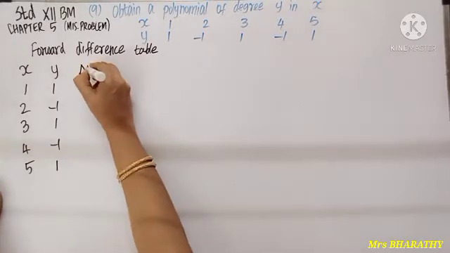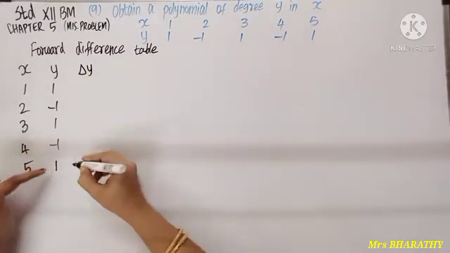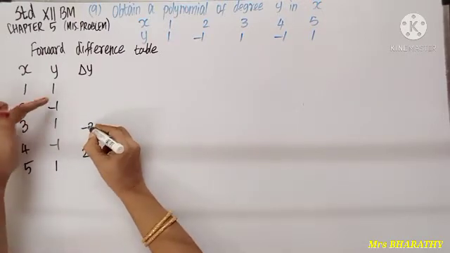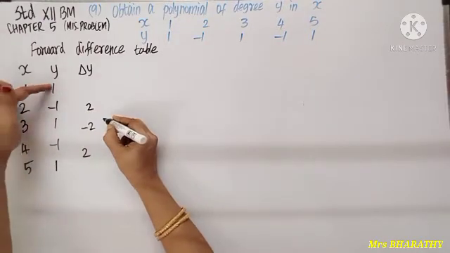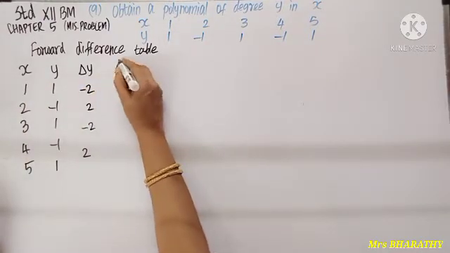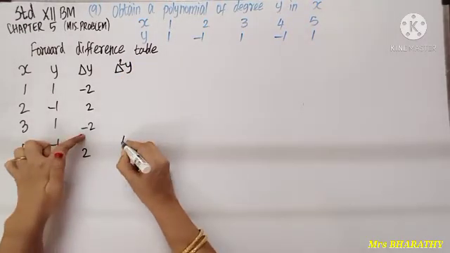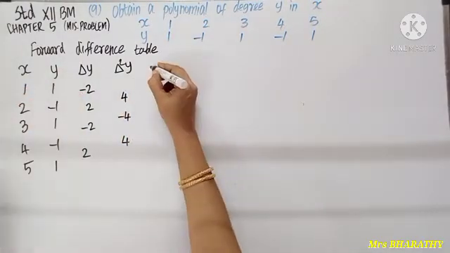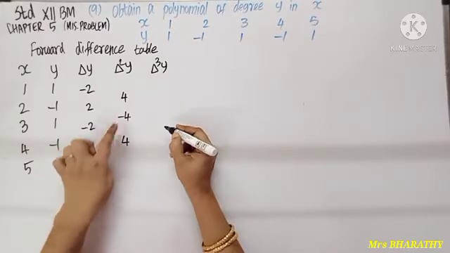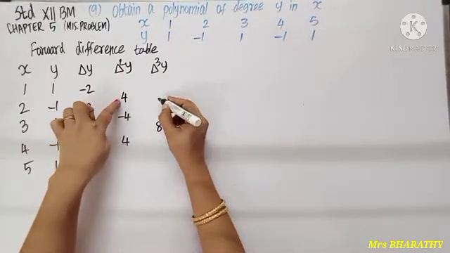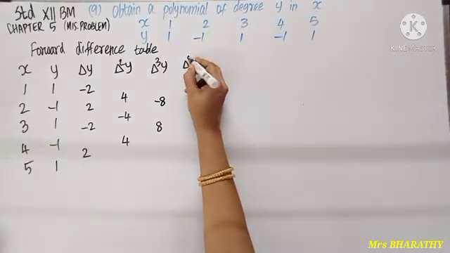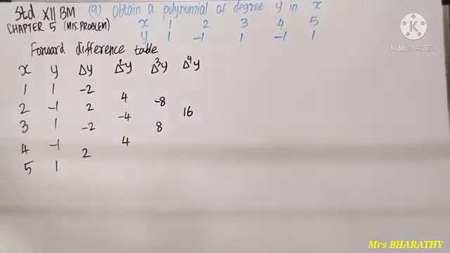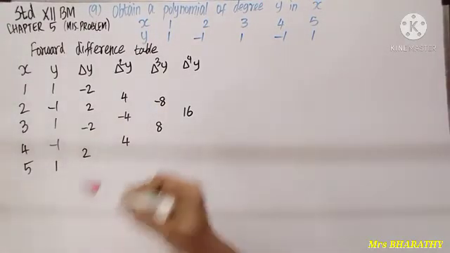Let us find out del y. As we subtract, 1 plus 1, minus 1 minus 1, 1 plus 1, minus 1 minus 1. Find out del square y. 2 plus 2, minus 2 minus 2, 2 plus 2. Del cube y. 4 plus 4, minus 4 minus 4. Del power 4 y. 8 plus 8, 16. Let us write down the forward values.